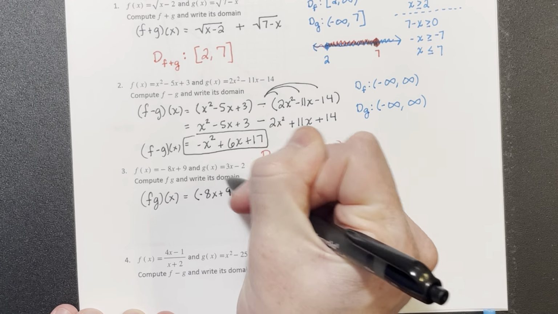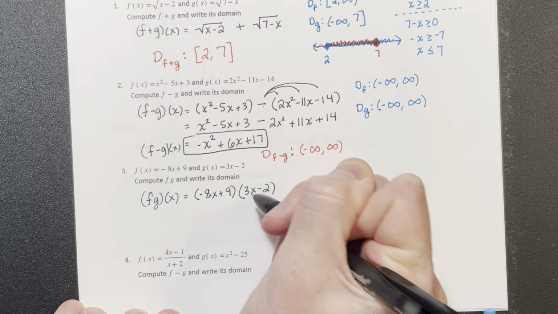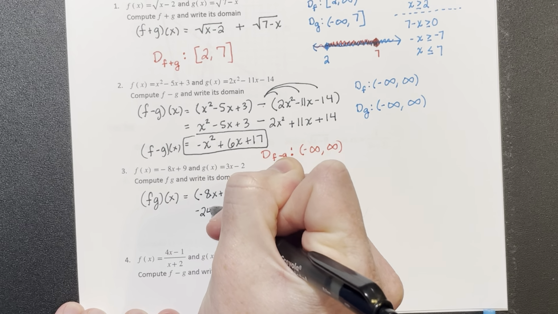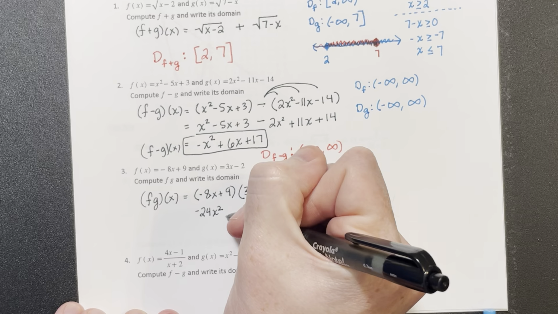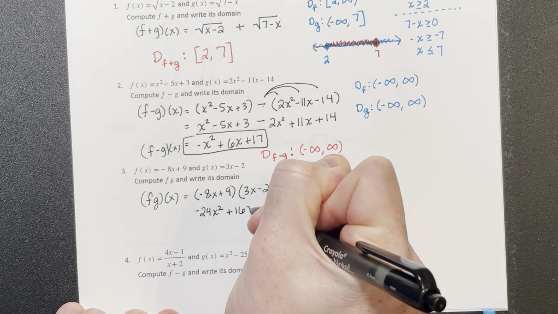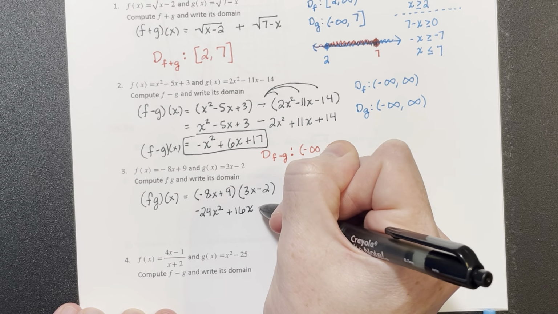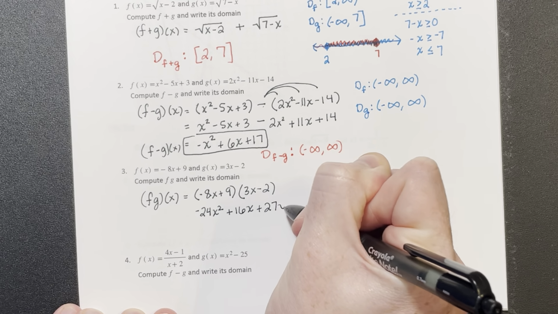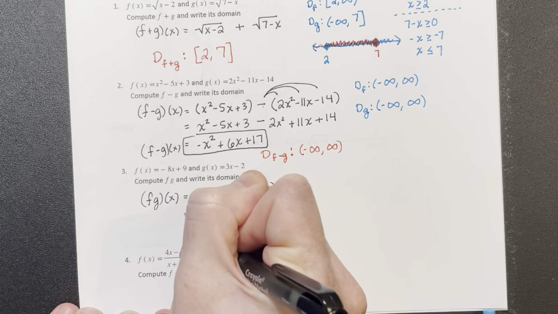And if I distribute, we're distributing two binomials here, so negative 8x times 3x is negative 24x squared. Negative 8x times negative 2 is a positive 16x. 9 times 3x is 27x. And 9 times negative 2 is negative 18. Again, we want to combine like terms.